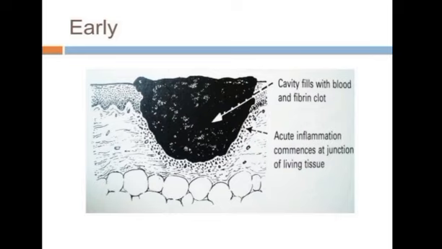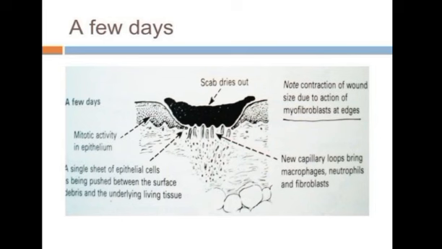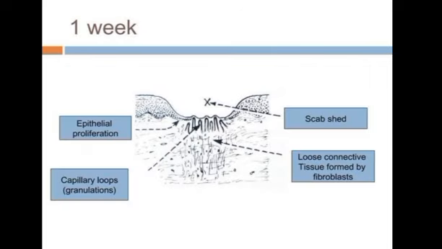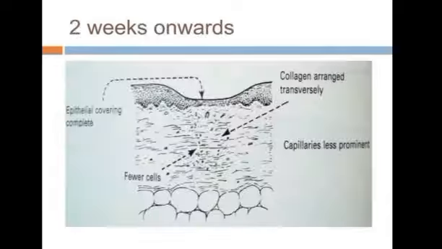Firstly, the cavity will be filled with blood clot. Acute inflammation will take place in that area. Within a few days, there will be a contraction of wound size. New capillary loops are also formed. The scab dries out, and in the first week, the scab will be shed. Epithelial cells proliferate and loose connective tissue will be formed. Capillary loop granulation has begun.